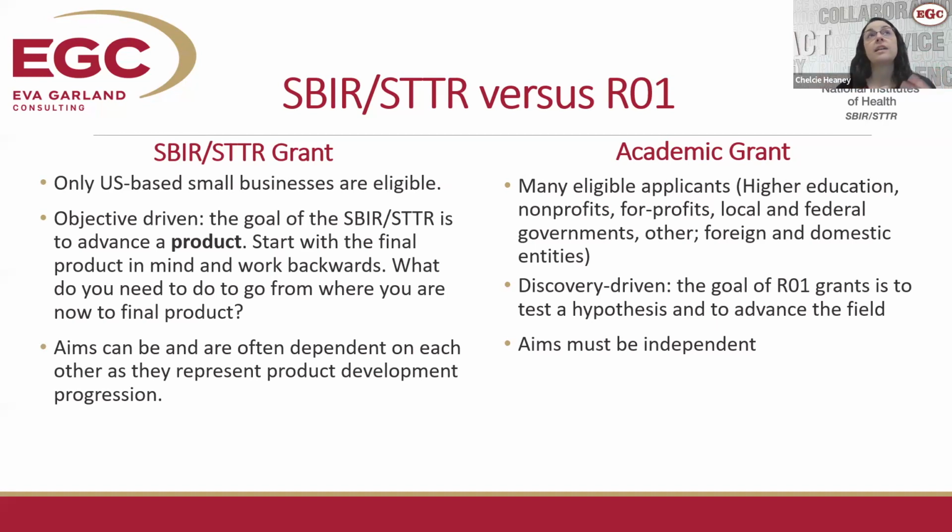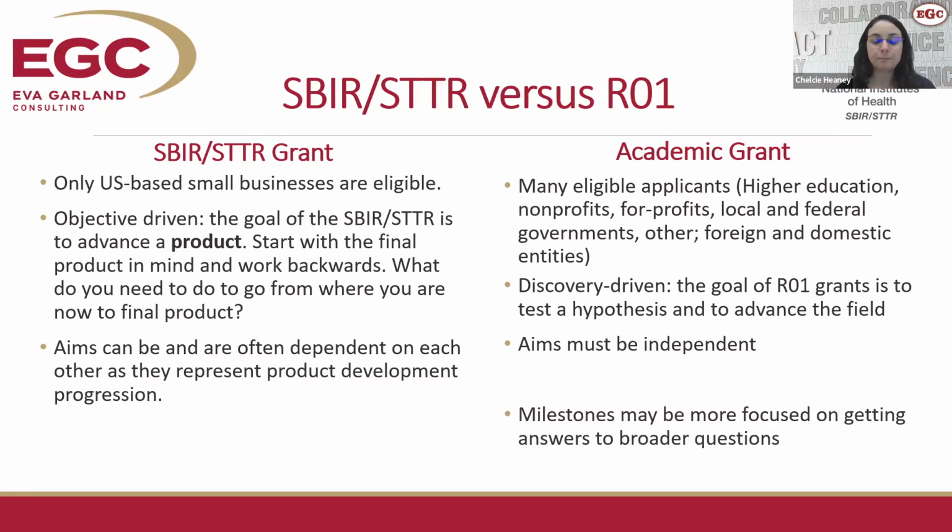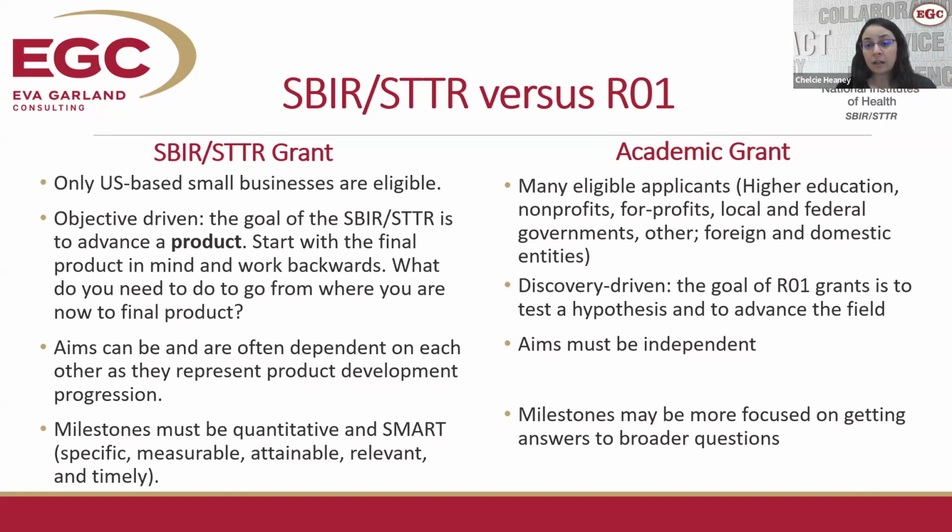You will still want to demonstrate, if this current approach fails, I still have a path forward to aim 2. But again, they can be more dependent on each other than you're probably familiar with for an R01. And then finally, R01 milestones tend to be focused on obtaining answers to a broad question, whereas SBIR, STTR milestones need to be quantitative and SMART. And so SMART here means specific, measurable, attainable, relevant, and timely.